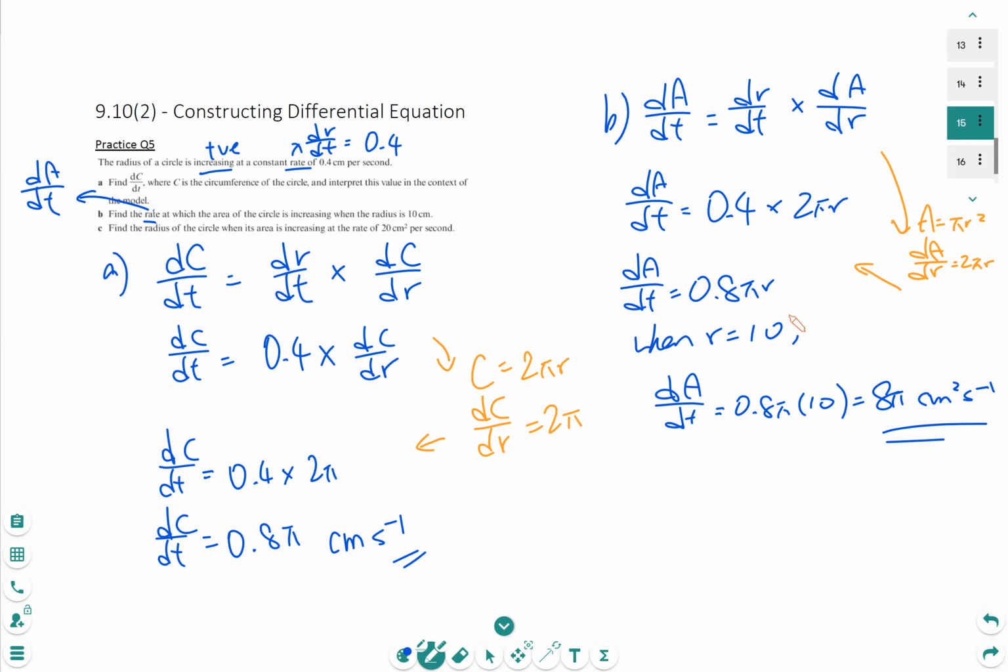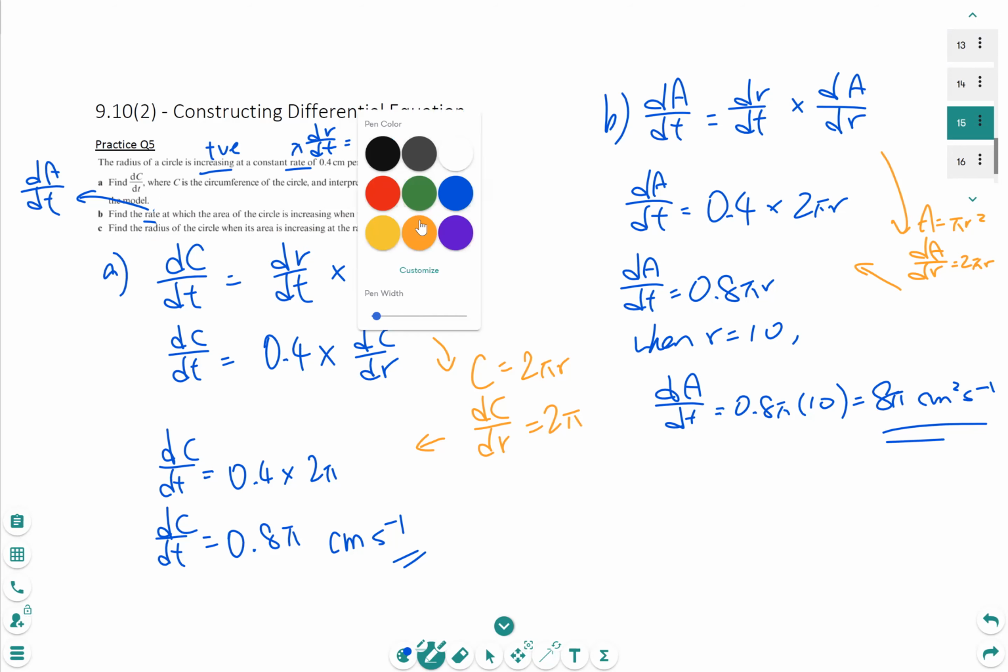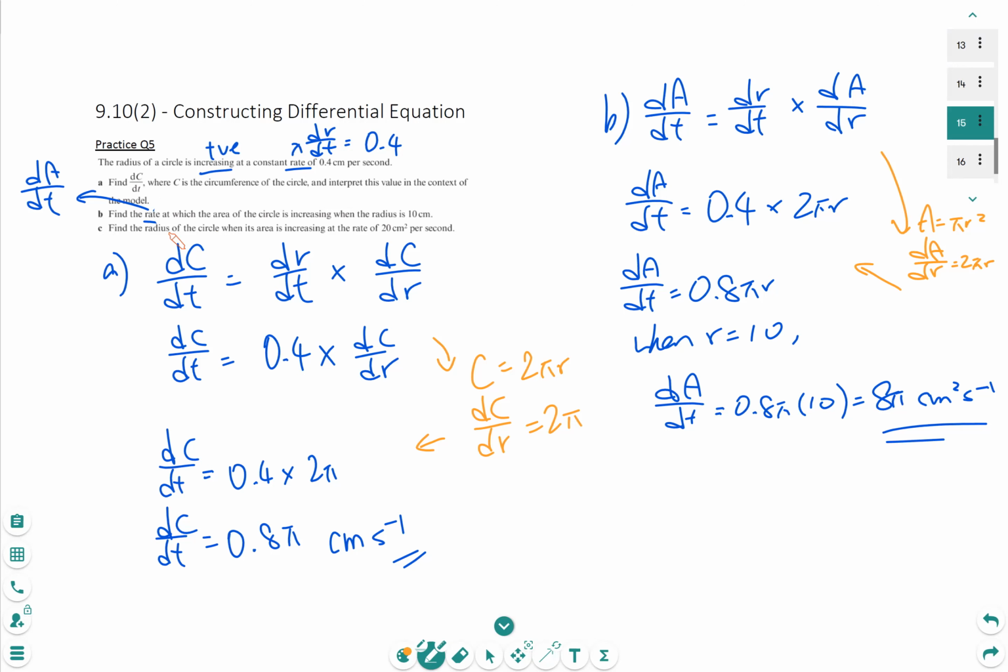Right? If you haven't done C, have a go at C, try it. If you haven't, then you can carry on listening. But I'll suggest you try it out first, because there's actually no homework for this lesson. It's all about just trying these questions out. Part C. Find the radius of a circle when its area is increasing at a rate of 20 centimeters squared per second.